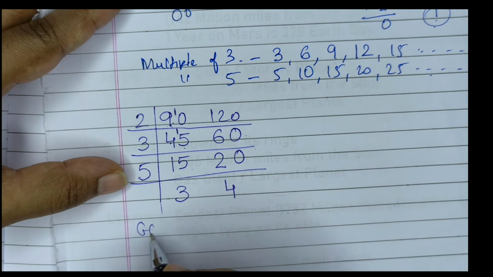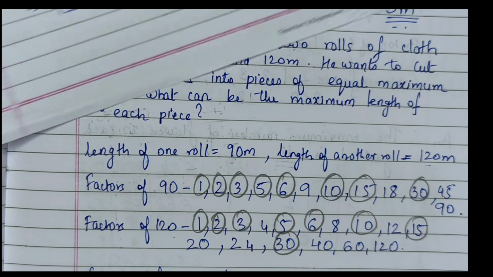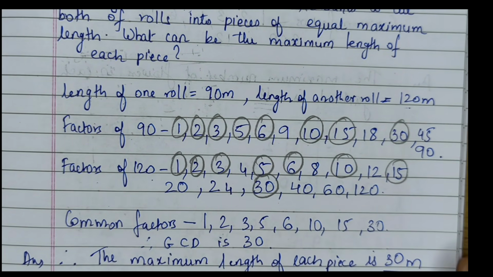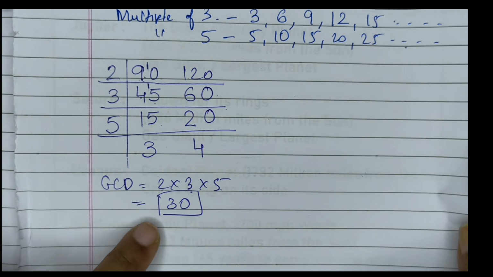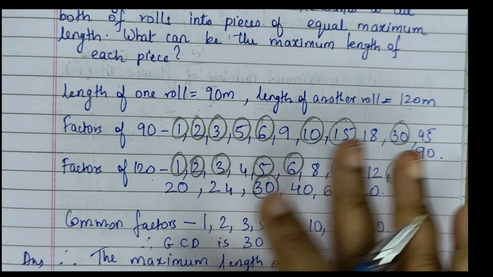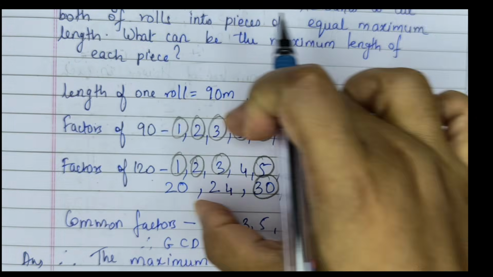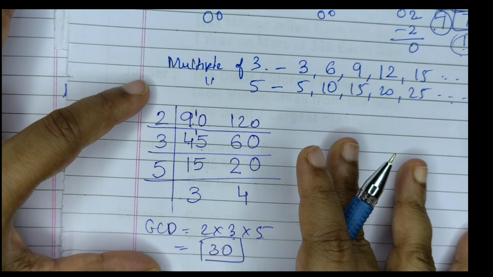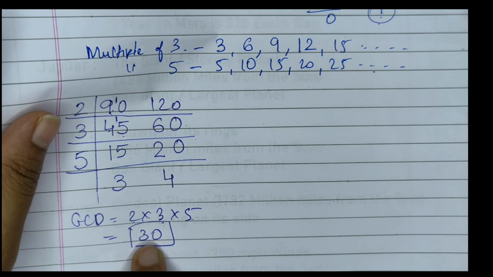So see here what you get. GCD we get 2 into 3 into 5. That means 2 threes are 6, 6 fives are 30. See, the same answer I have got over here. See this sum, 30. So that means the same answer, and when I have done by this method also 30. So for the word problems also, write down the statements as it is, but instead of writing all the factors, do this part over here, and then the final answer you can write as it is. Therefore, the maximum length of each piece is 30 meters.